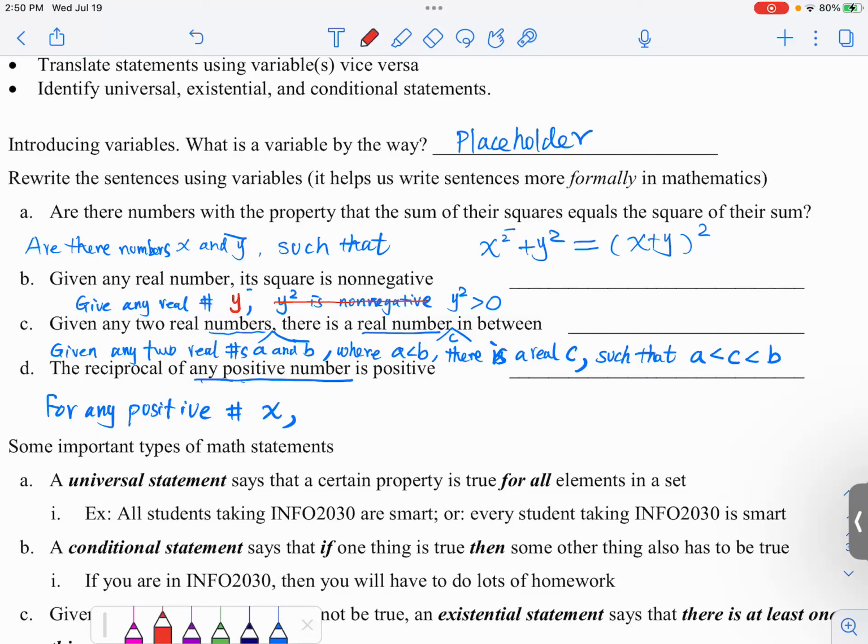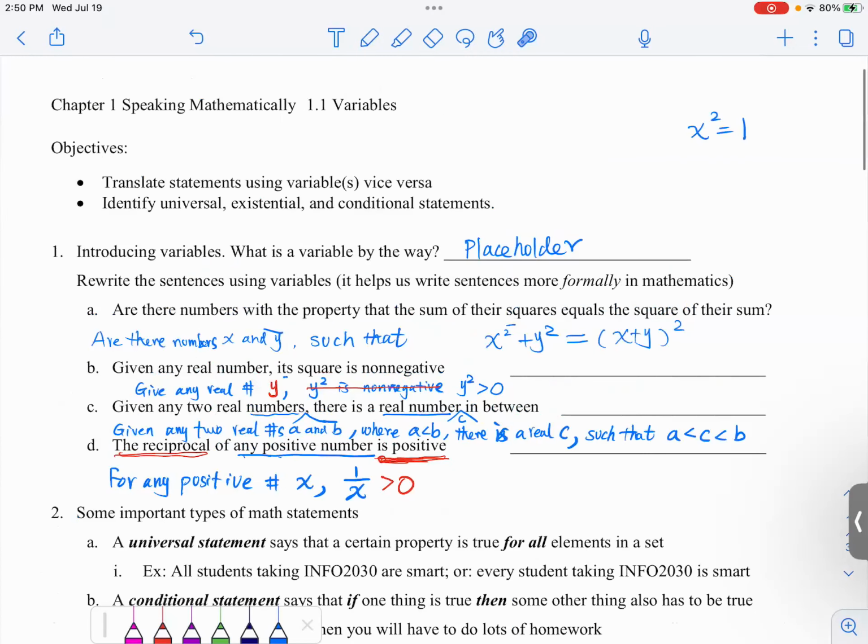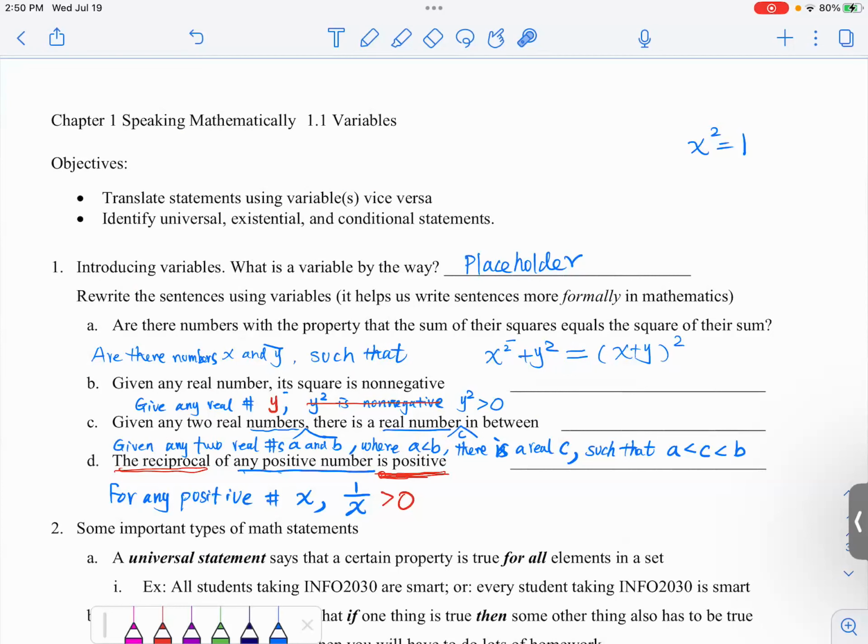So if you read this statement, this is the subject, this is the verb, this is the object. This is the property, this is positive. So for the reciprocal, you don't need a new variable. Reciprocal means reciprocal of X, 1 over X, is positive. You can say greater than 0, or you can just use English: is positive. So this is the objective number one. For objective number two, there's another separate video. So this is part one.